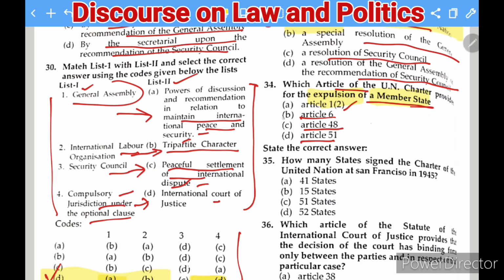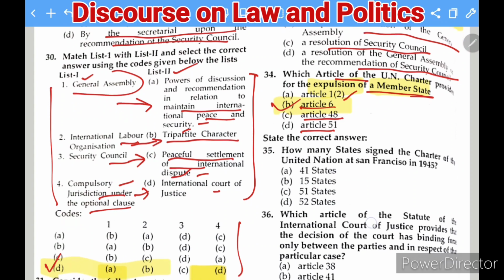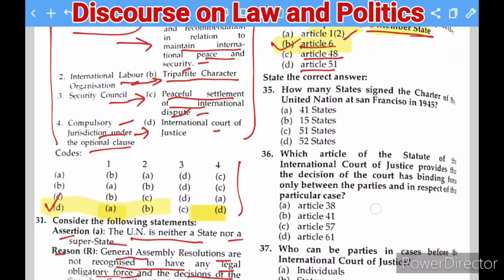And the right answer to this question is Article 6. Article 6 talks about the expulsion of members. Now we have to see the next question.